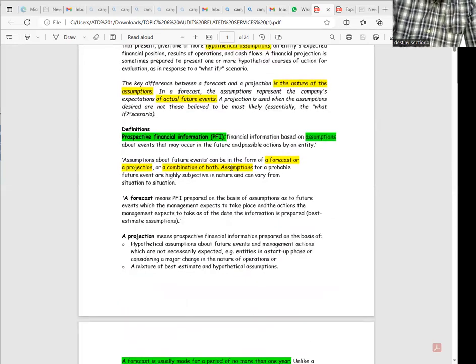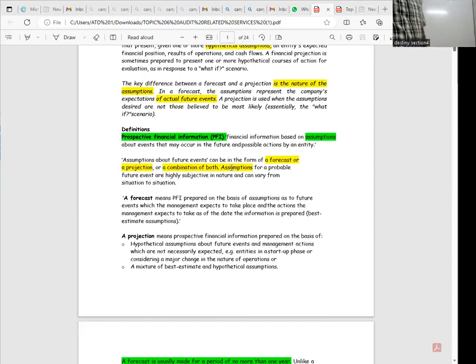Then you have the definition for the term prospective financial information, the PFI in short. Financial information based on assumptions about events that may occur in the future and possible actions by an entity. Assumptions about future events can be in the form of a forecast or a projection or a combination of both. Assumptions for probable future events are highly subjective in nature and can vary from situation to situation.